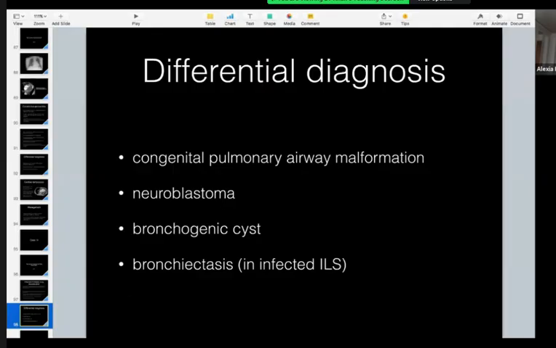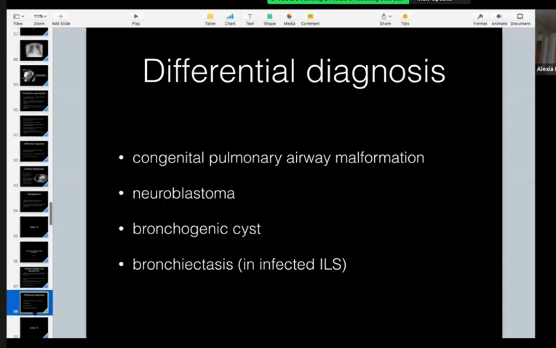a hybrid lesion between the two. So you can have a hybrid lesion, sequestration and CPAM. Can be quite difficult to distinguish at times. Neuroblastoma, especially if they present in a younger age group, in pediatrics. A bronchogenic cyst, but those would not have a separate arterial supply, as we saw in this case. Or bronchiectasis in an infected intralobar sequestration, can present with sort of those cystic infected areas.